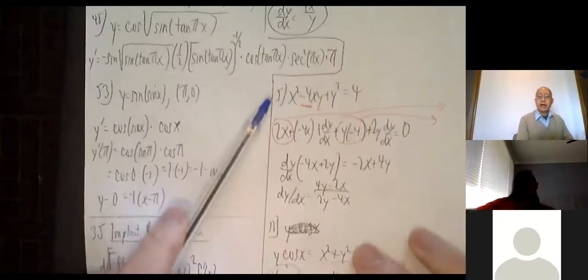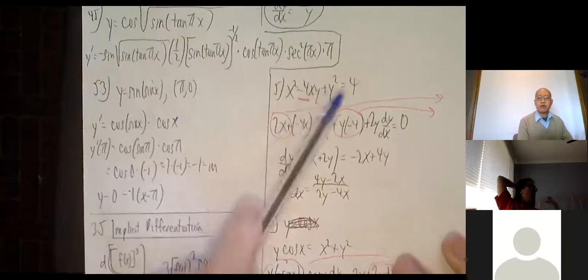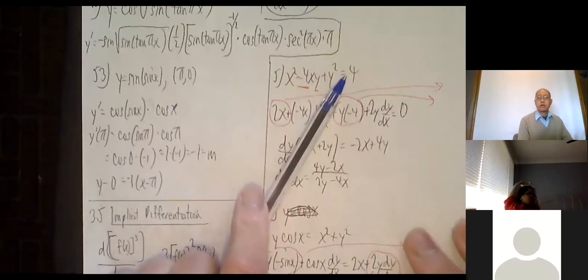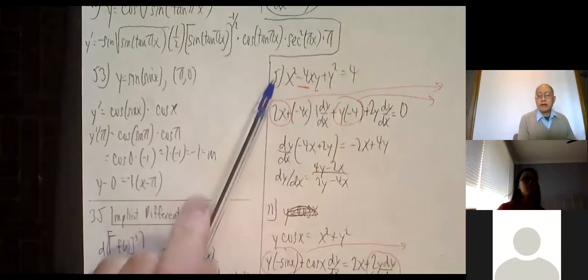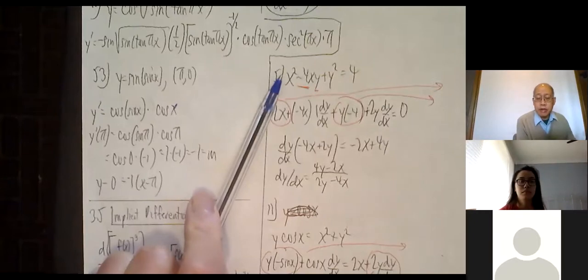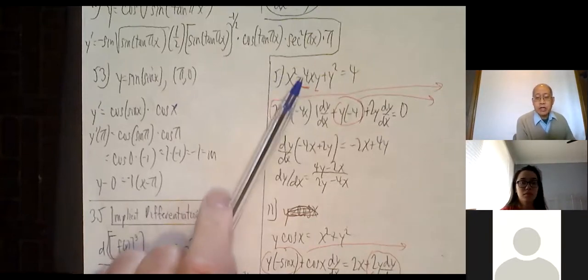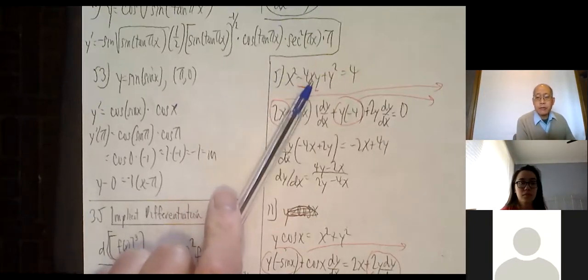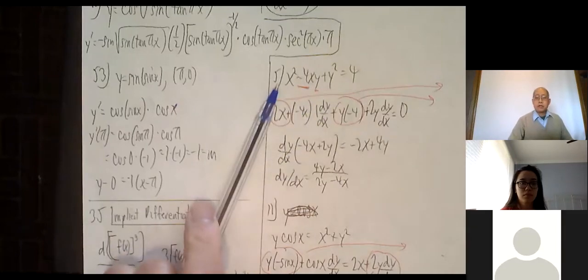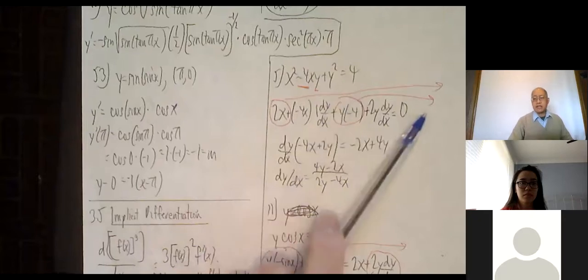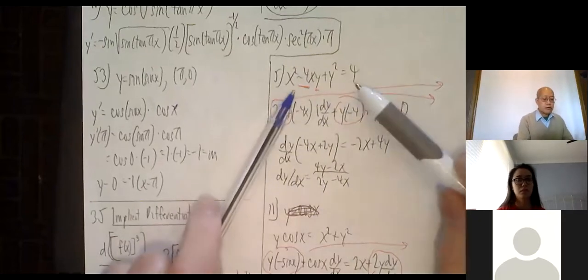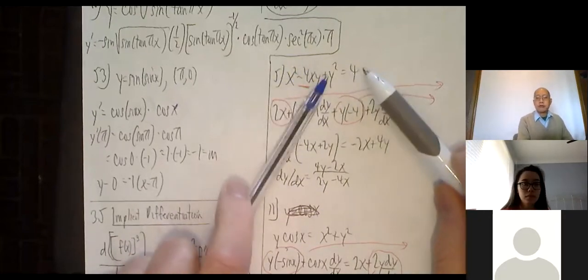All right, so x squared minus 4xy plus y squared equals 4. Okay, so the game rule is this. If the derivative involves x, just take the regular derivative with respect to x. If the derivative involves y, you have to multiply by dy dx. Okay, so the derivative of the right-hand side is easy, 0. Okay, if two things are equal, their derivatives are equal.